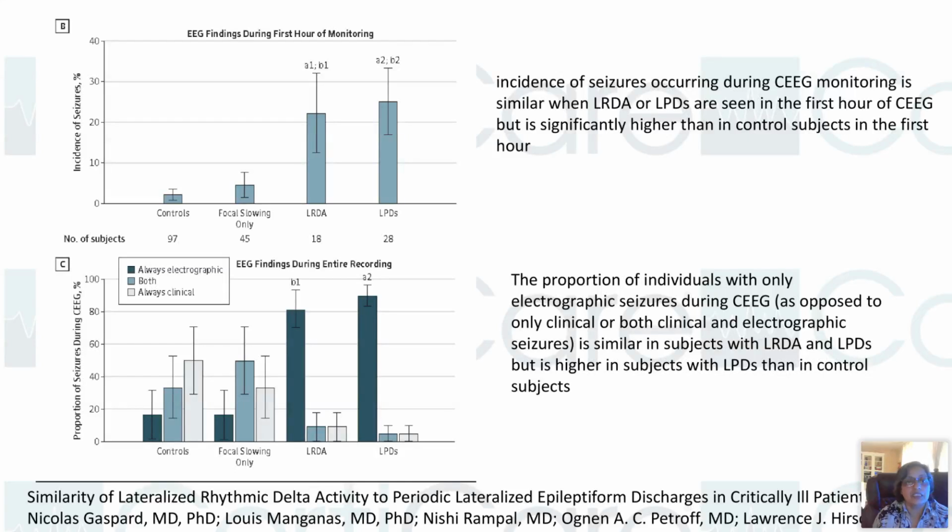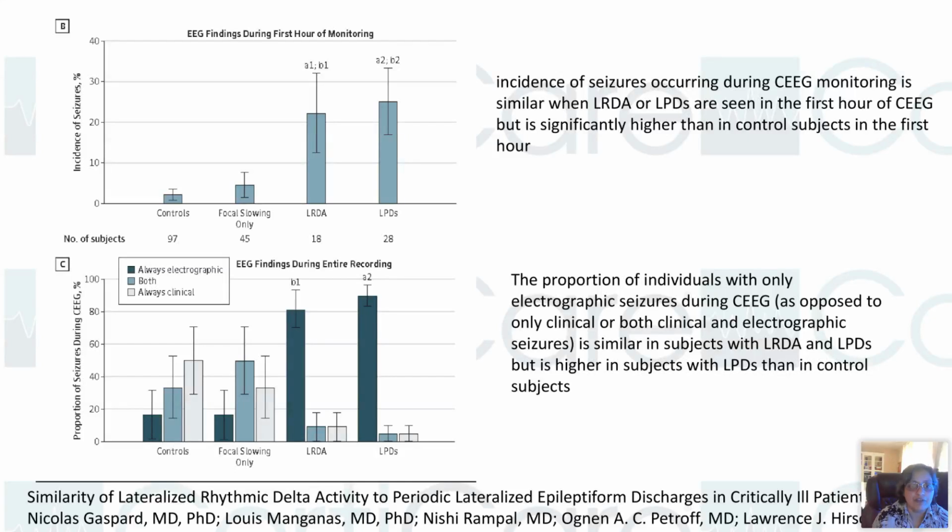ill ICU patients. If you look at that, the incidence of seizures in patients with the LRDA pattern is about 22%, and with LPDs is about 25%. So there is not much significant difference between these two patterns. But if you compare these two patterns with focal slowing or with control, the difference is significant. So that says that these patterns are high-risk seizure patterns, right? And let's discuss the bottom graph here.